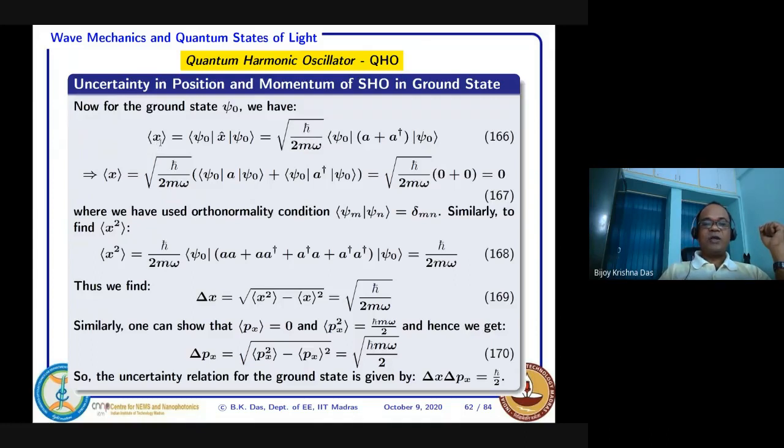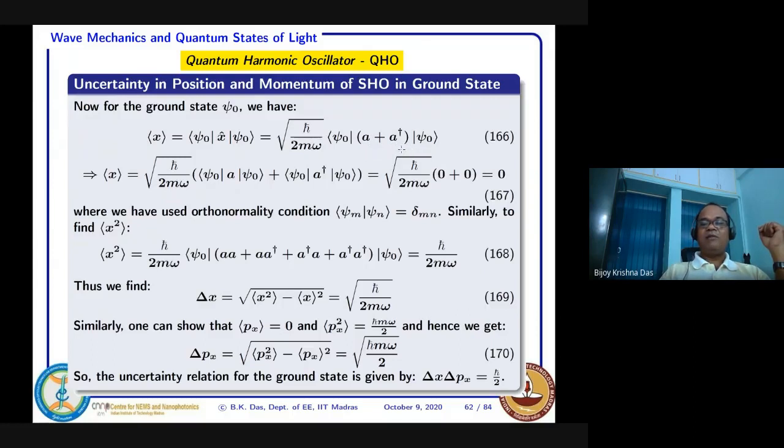So the expectation of x, we know, is the integral of psi naught star x psi naught dx, and in bracket notation we write it like this. But since we have learned how to use bra and ket and the x operator, we have simply written it like this. I have the x operator, the constant term I have taken outside, and whatever operator, a plus a dagger, I have written here.